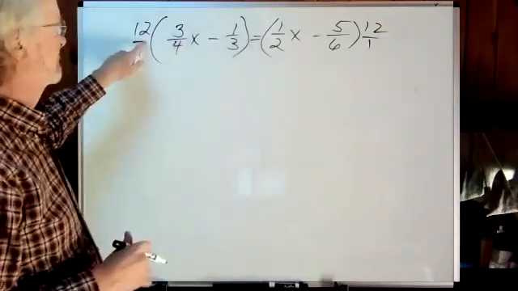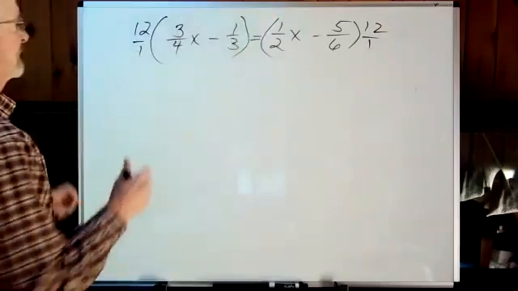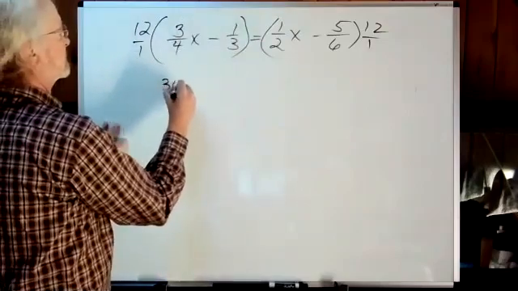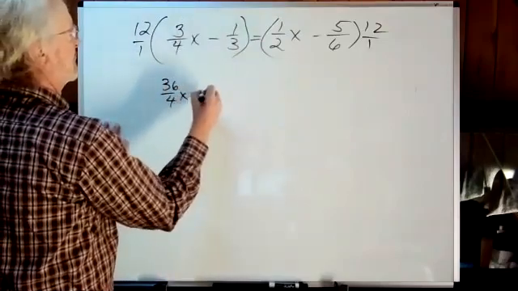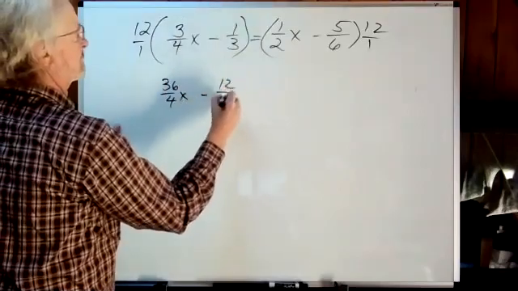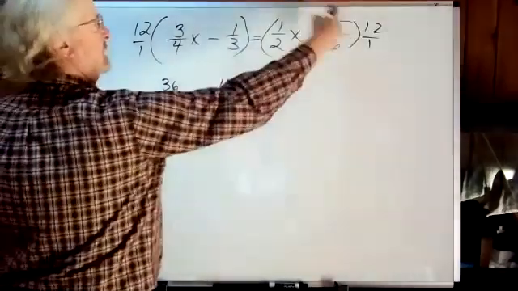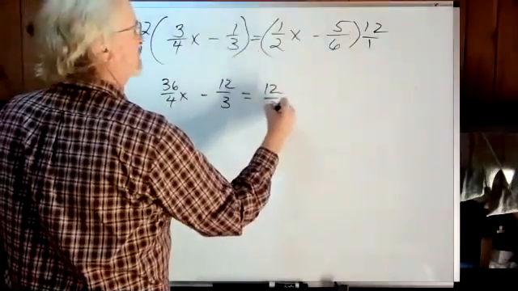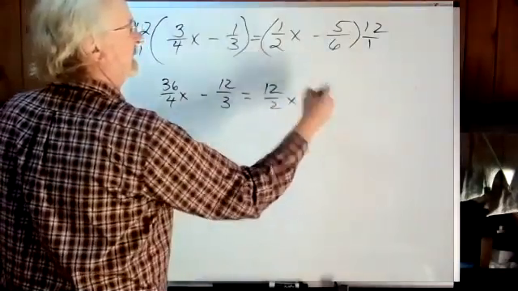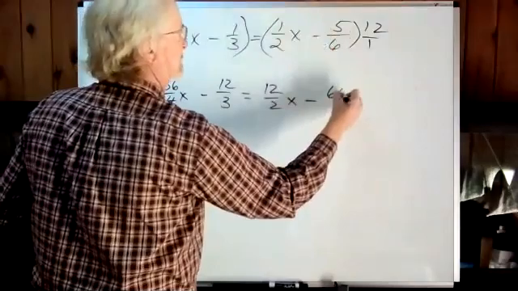Just find that common denominator, and I'm going to multiply the numerators. 36 over 4 minus 12 over 3. 12 of this gets me 12 over 2. And what's that? 60 over 6.